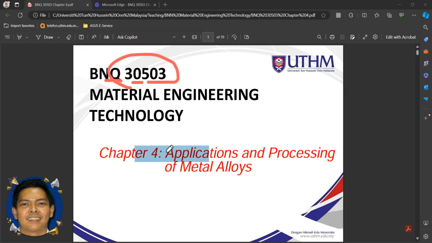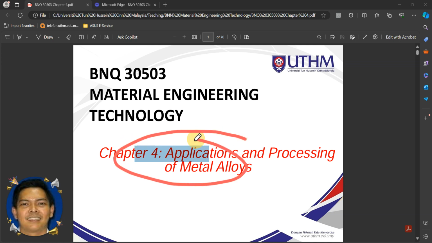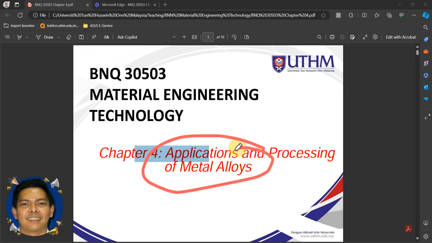So Chapter 4 regarding the application and processing of metal alloy is very important because the application and processing of metal alloy are integral in so many industries, ranging from construction, automotive to aerospace and also electronics. So here we will delve into the various types of metal alloy, their application and their typical processing methods used for the manufacture and shaping of these types of materials.